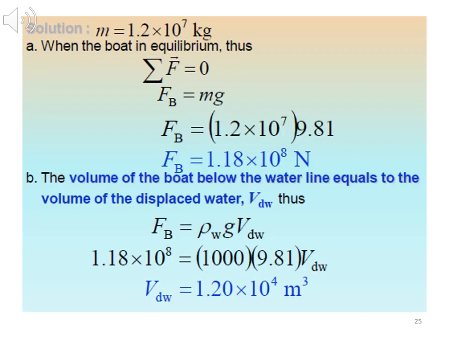As for the solution for A, you have to know that the net force F is equal to 0. Hence, the boat has a weight force. Therefore, F is equal to mg. Substitute all the values given and you will get the force. As for the volume of the boat below the waterline, it will be equal to the volume of the displaced water. Therefore, F is equal to ρgV.